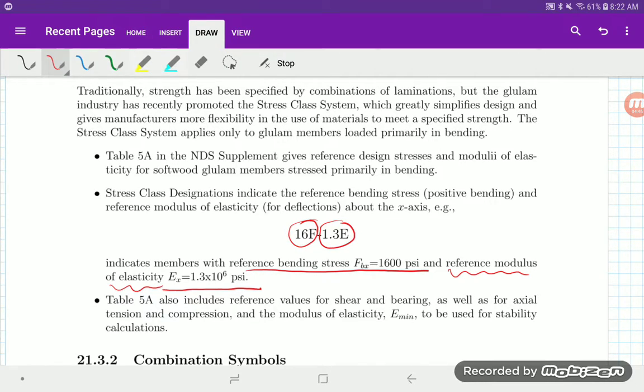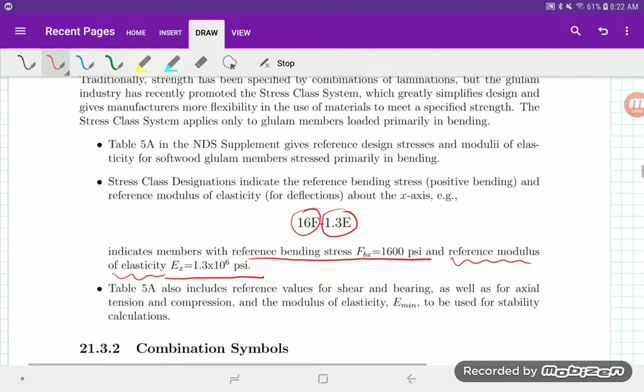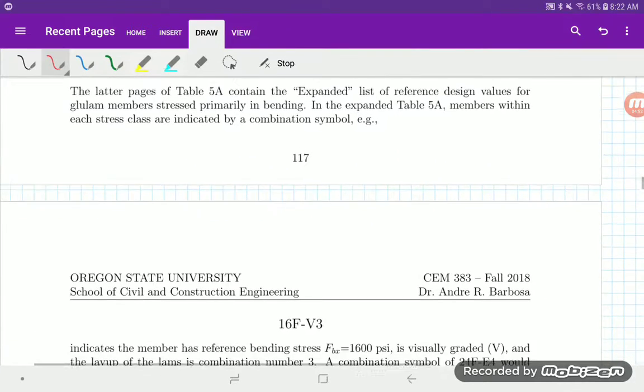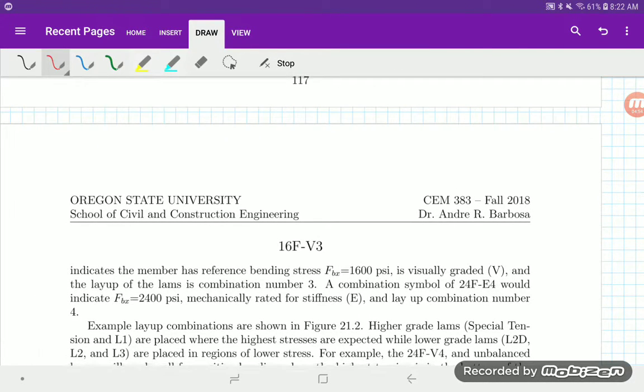So that's really one way of referring to these glulams. Most often what we'll see is something like this, where again the 16F here on the left is telling us what Fbx is. It's 1600 psi, that's the 16. And then V is for visual grade, and 3 is the combination number that we're going to be using.